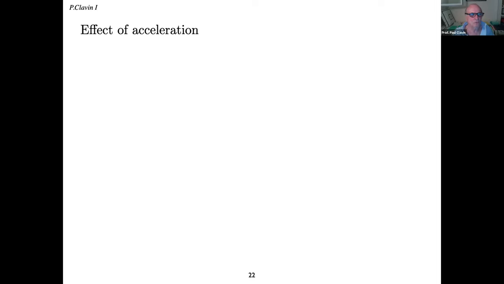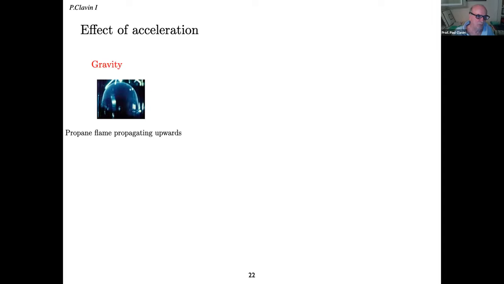Now let me go to spectacular effects of the acceleration of flame. For example, when a flame propagates upward in a tube, this is a lean methane flame. The flame takes the shape of a ball propagating upwards because gravity is downward. Now, this is a flame propagating upward.